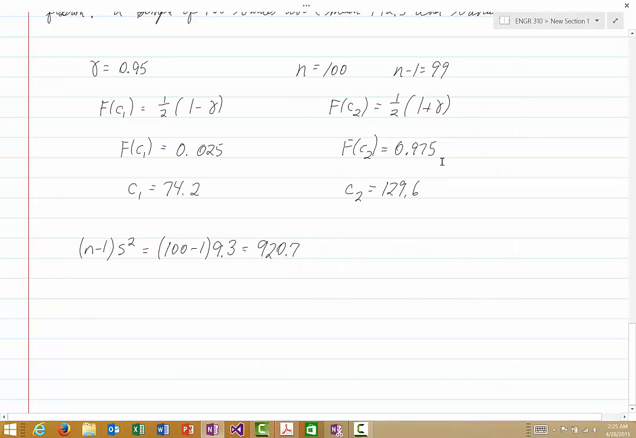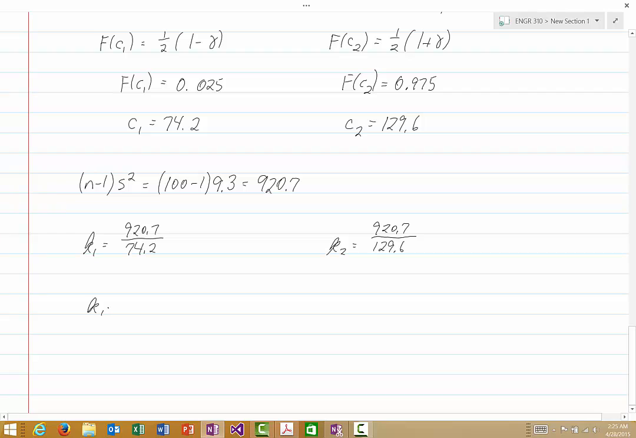So K1 will be 920.7 divided by C1, 74.2, and K2 will be 920.7 divided by C2, which is 129.6. So we get K1 is equal to 12.41, and K2 is 7.10.